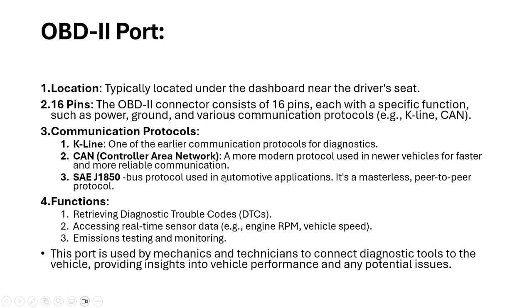One of the unique features of SAE J1850 is that it is a peer-to-peer protocol. That means it doesn't have any master and slave mechanism. It can be called a masterless protocol. That's why it is called a peer-to-peer protocol. Whereas in the case of CAN, it is master-slave type, which requires one master and some slave devices.